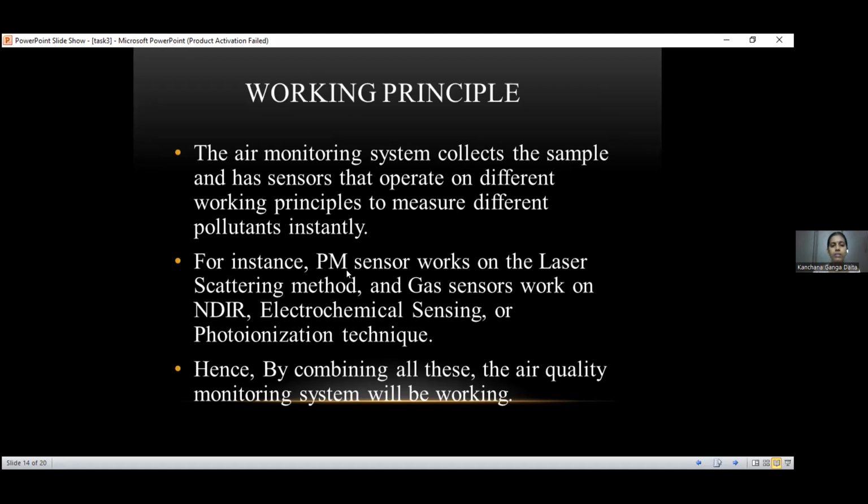Actually, the PM sensor works on the laser scattering method, which we already discussed. The gas sensor works on NDIR, which is important for detecting the required gases, like ammonia, benzene, carbon dioxide, etc. And there is also an important sensor, which is the temperature, humidity, and pressure sensor. By combining all these techniques, the air quality monitoring system works.